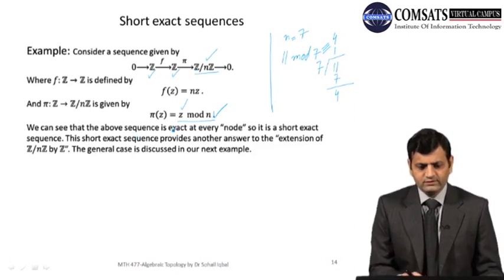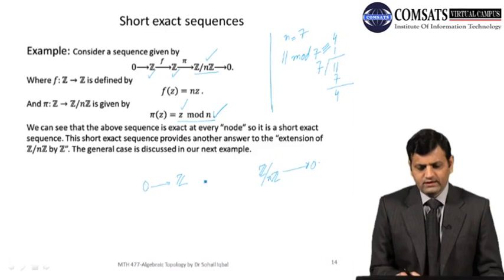So we see that the above sequence is exact at each node, so it is a short exact sequence. This short exact sequence provides another answer to the extension of Z by Z. The general case is discussed in our next example. So once again, what is the extension problem? The extension problem is, given for example Z and Z quotient nZ, can you find another Z module in the middle such that this forms a short exact sequence?